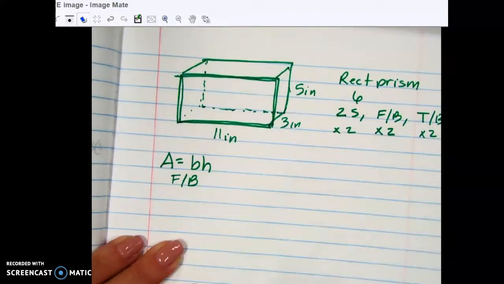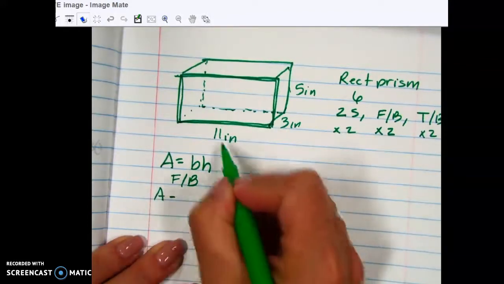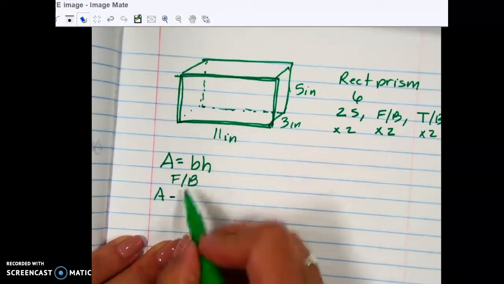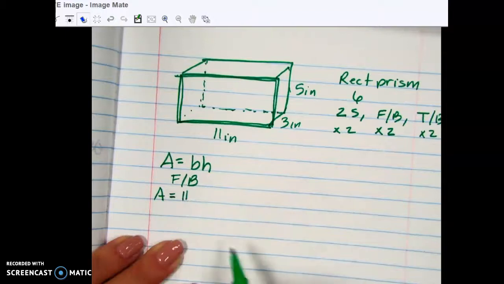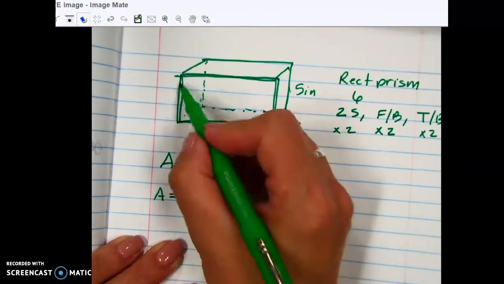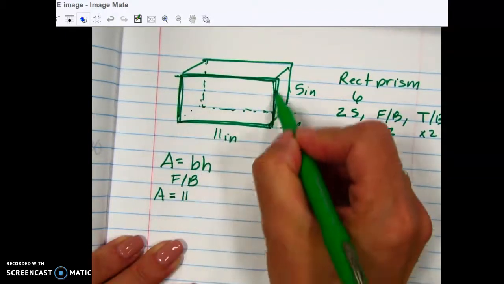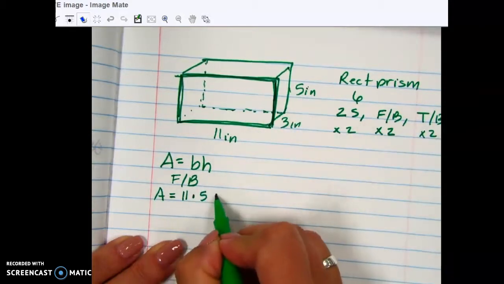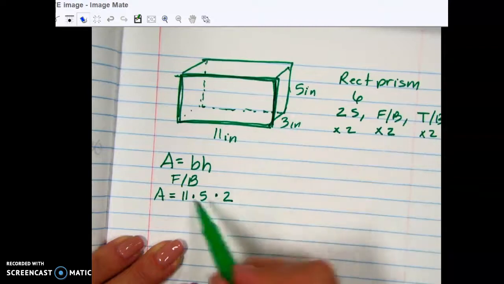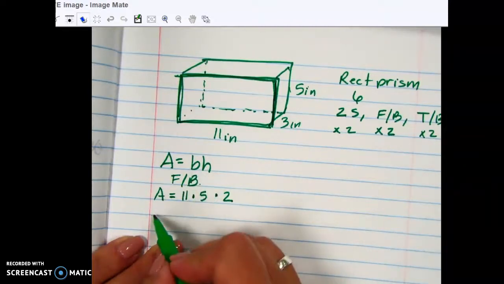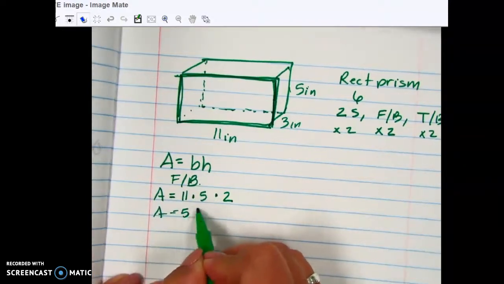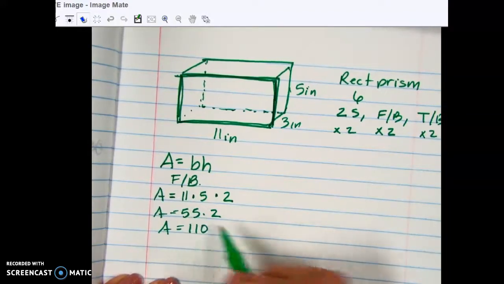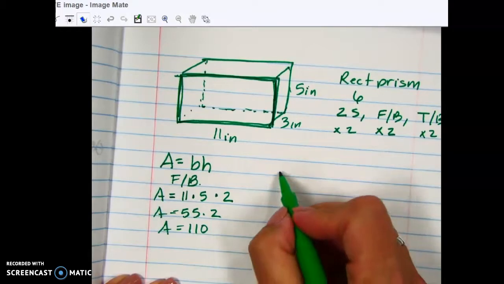So let's look at our dimensions. Area equals, so we have the base equals 11. Now, I have to remember the height. If this is 5, this is 5. And then I want to multiply by 2 because it's front and back. So area equals 55 times 2, area equals 110. Let's go to the next one.